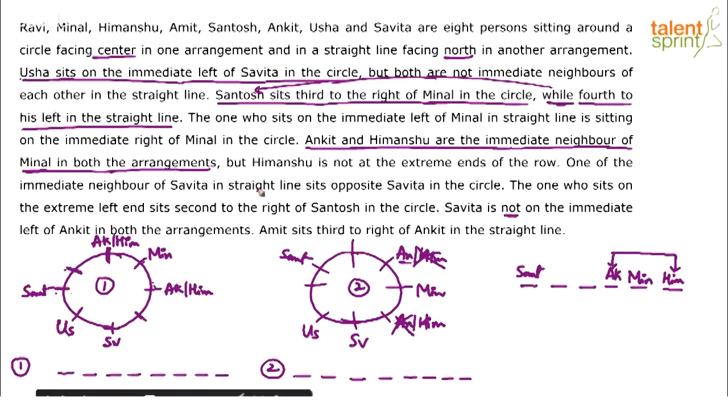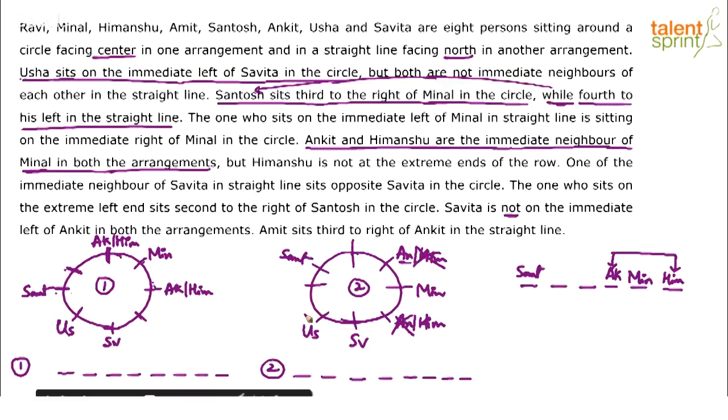Okay. One of the immediate neighbours of Savita in straight line sits opposite Savita in the circle. The one who sits on the extreme left end sits second to the right of Santosh in the circle. Who is second to the right of Santosh in the circle? Second to the right of Santosh here is Savita, and here it is Usha.